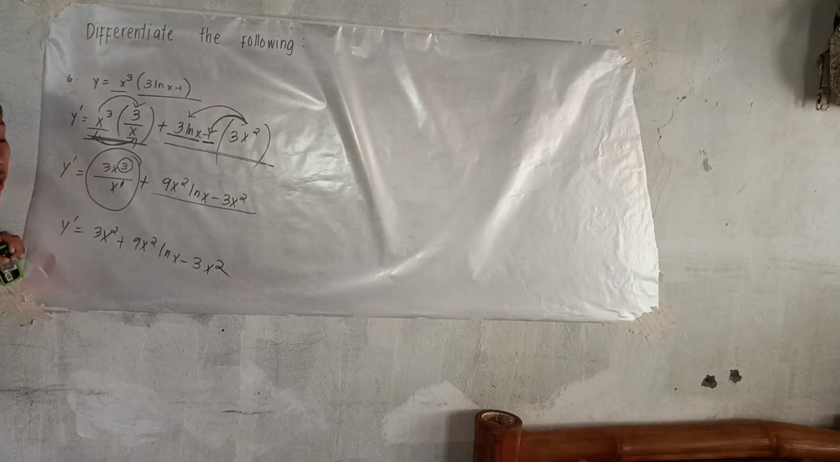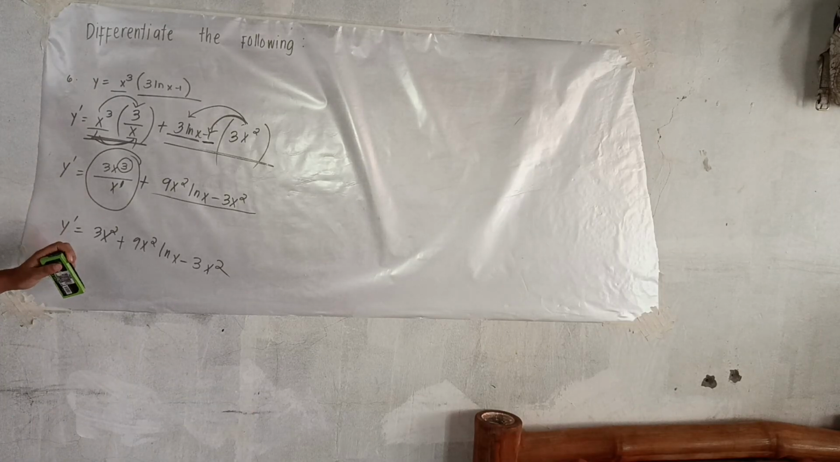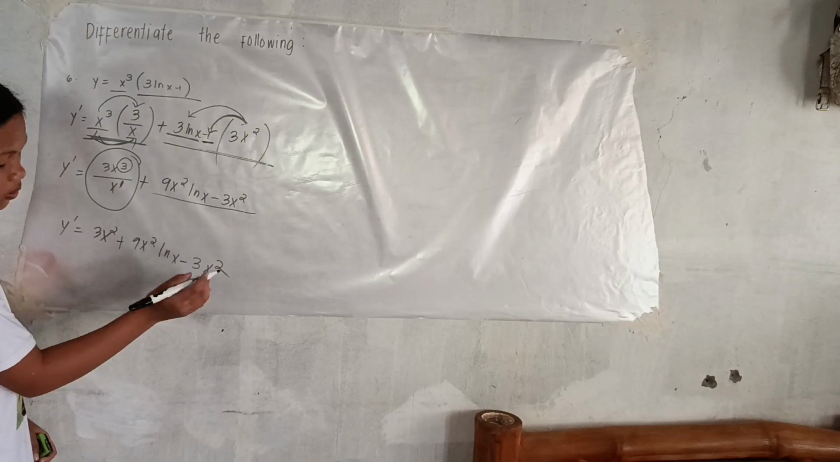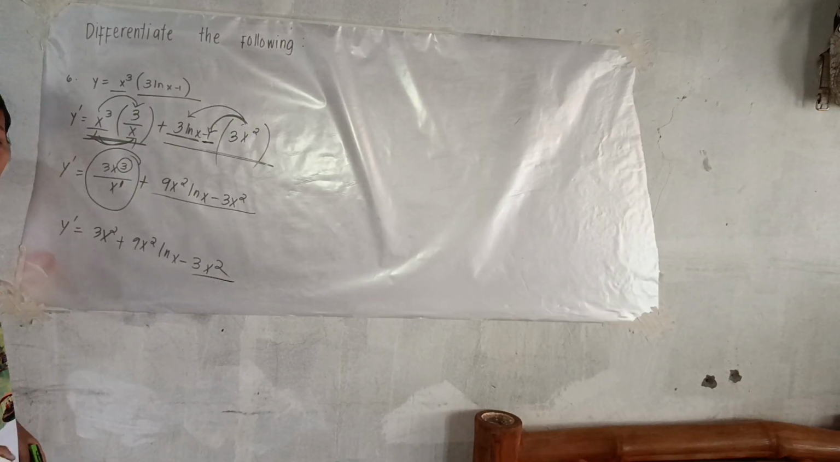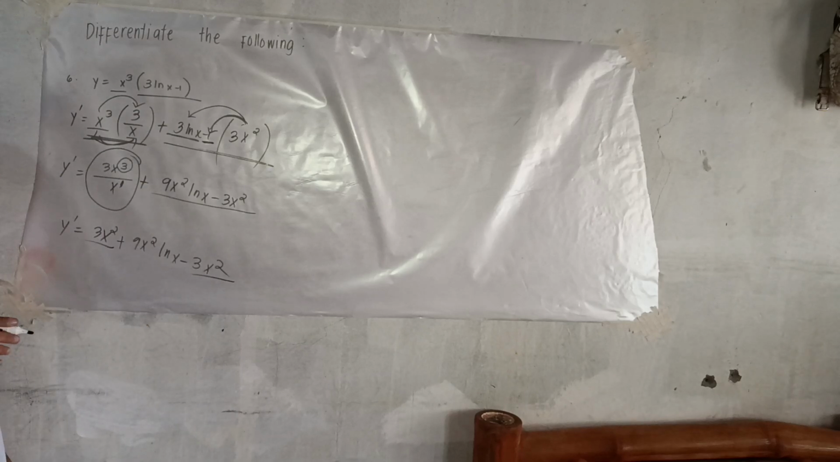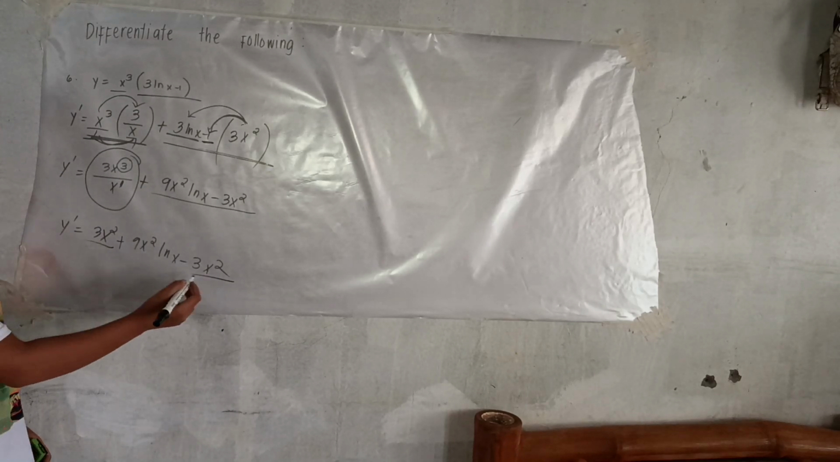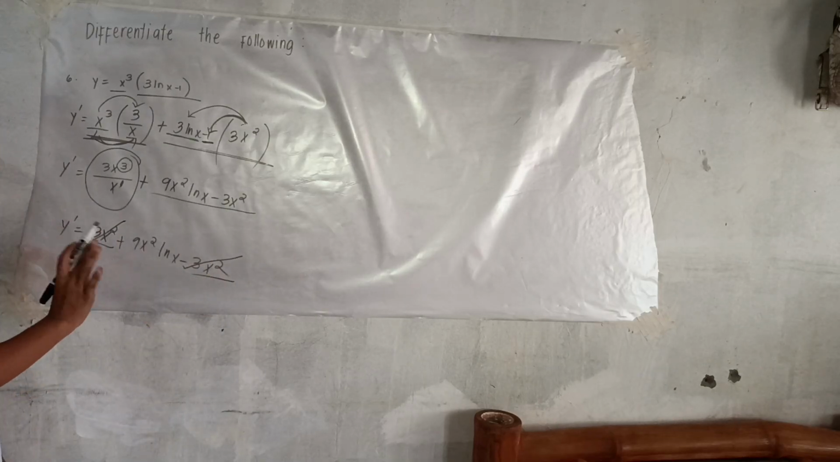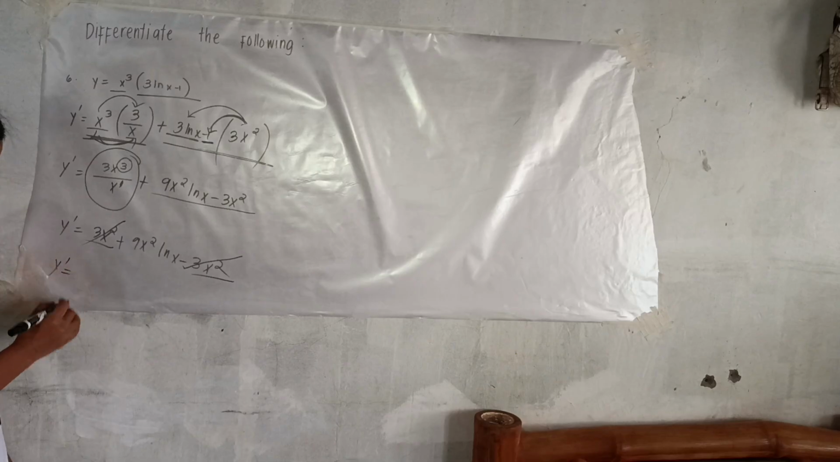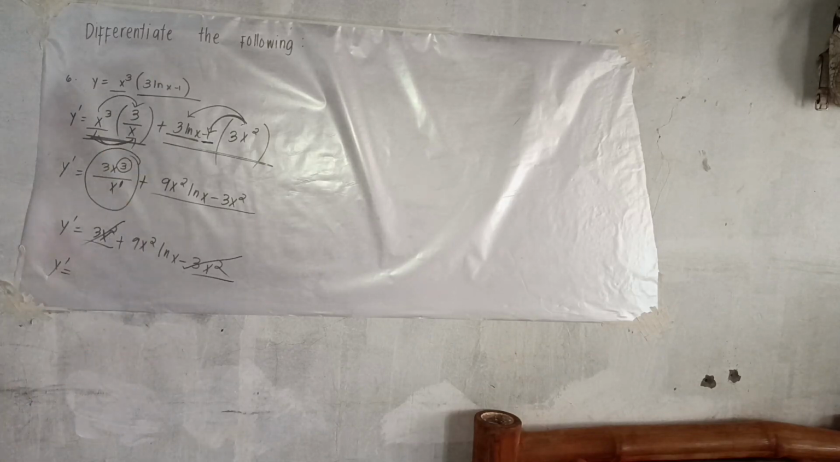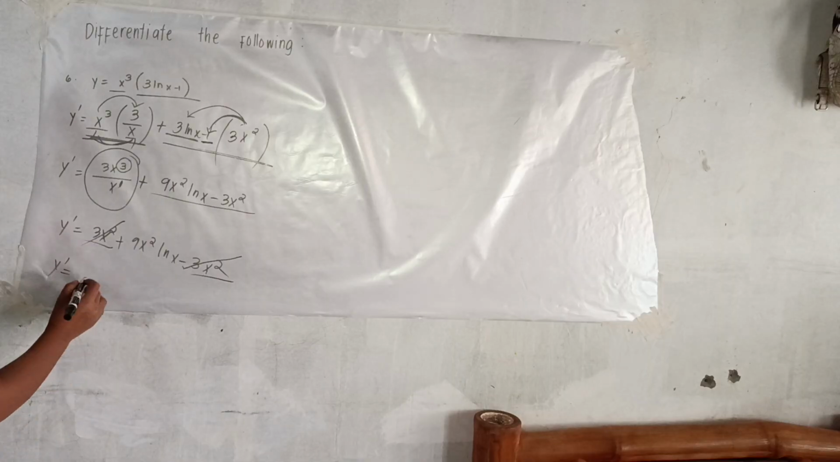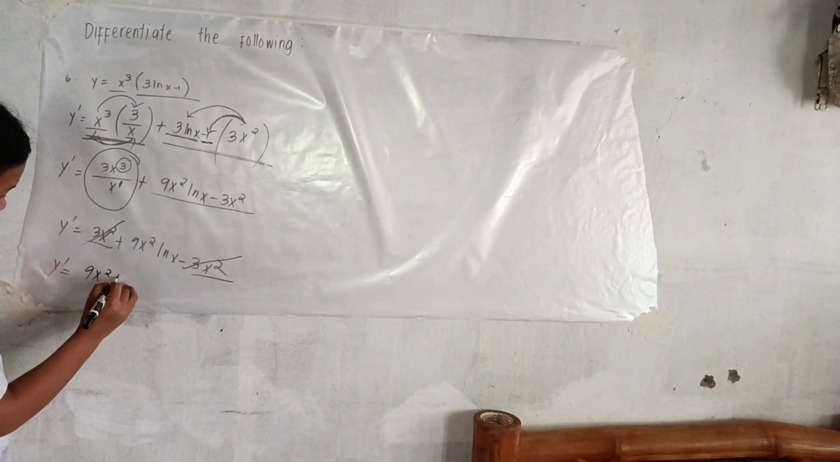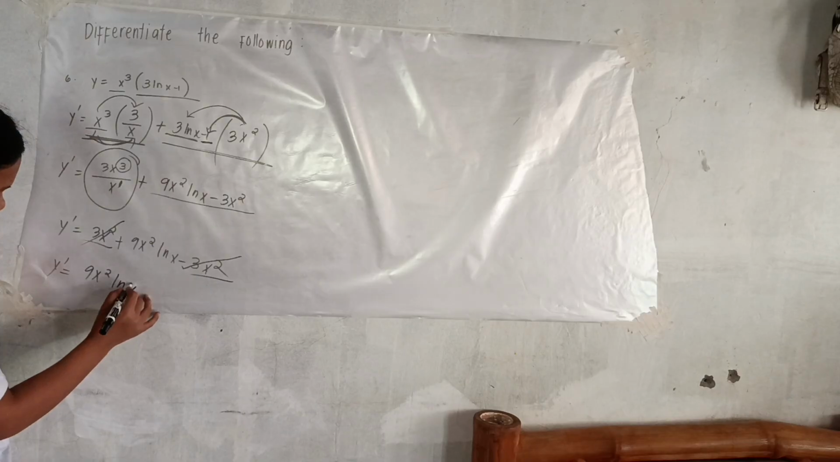3x squared. As you can see, we have like terms, so we need to combine them. 3x squared minus 3x squared is simply 0, so it drops out. Therefore, the derivative of the function x cubed times 3 ln x minus 1 will become 9x squared ln x.